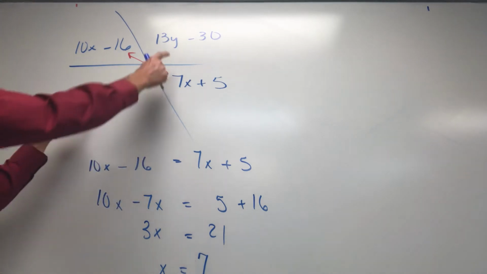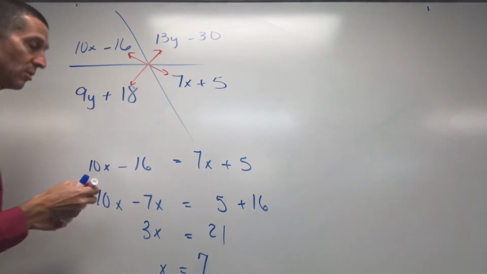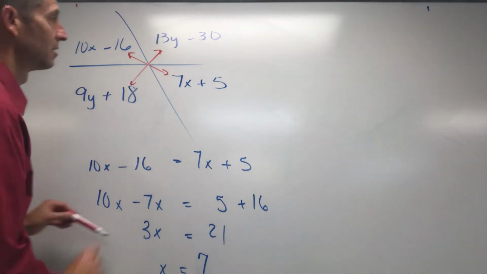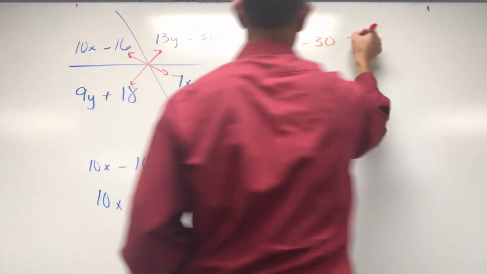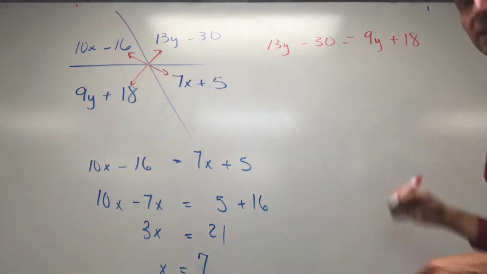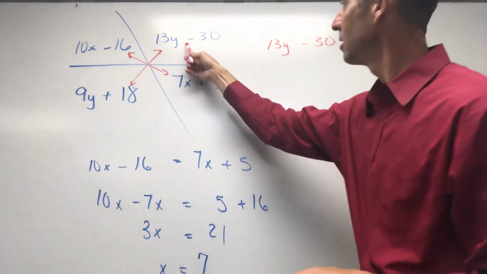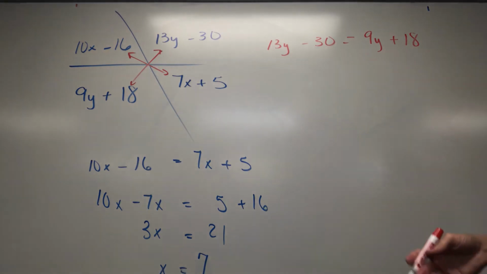We've still got to come back and solve for the y's. So those are vertical angles. Let's run that. What do we have here? 13y minus 30 equal to 9y plus 18. So same thing. One angle, the other angle, equal to each other, vertical angles.